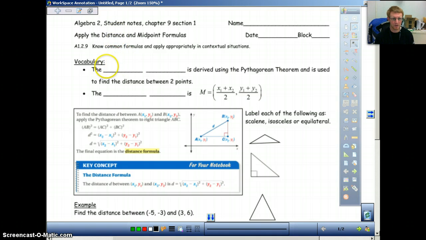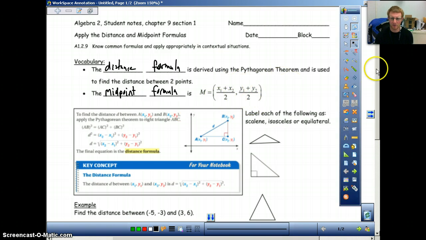So vocabulary: the distance formula is derived from the Pythagorean theorem. Okay, the Pythagorean theorem is a squared plus b squared equals c squared, and that's how you find the distance between 2 points. That's what the distance formula is. And then the midpoint formula is the middle point between two coordinates. And it's given by this equation, x1 plus x2 over 2, y1 plus y2 over 2. In other words, you're going to add up the two x values, divide by 2, add up the two y values, divide by 2.